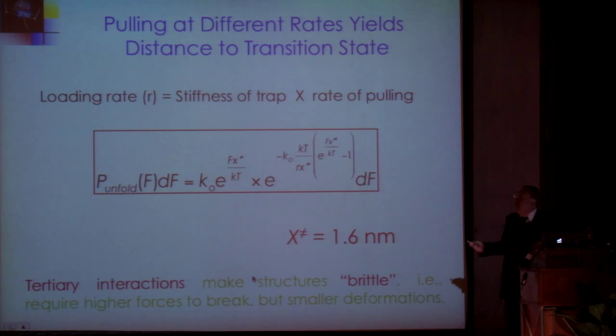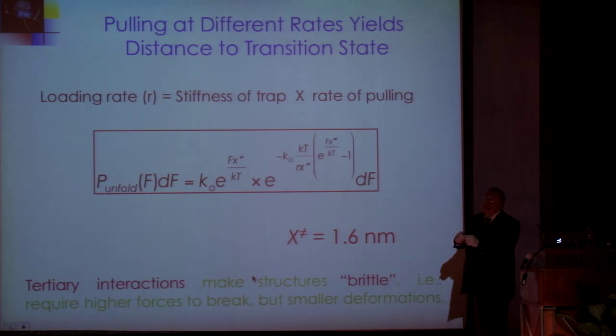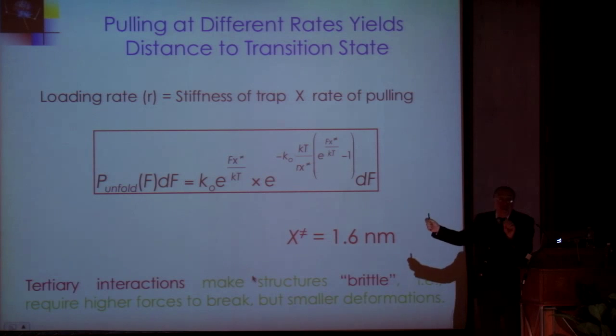Okay, nonetheless, we were able to, using this expression, obtain the distance to the transition state, and now we get 1.6 nanometers. Remember that the other was 10 nanometers, halfway? Now the molecule is harder. As soon as the molecule adopts tertiary structure, it is harder to break, and as soon as you deform it a little bit, it breaks completely. So it becomes brittle. And this is a characteristic of all tertiary structures, both in proteins and in RNAs. When the molecules adopt tertiary structures, they become brittle.